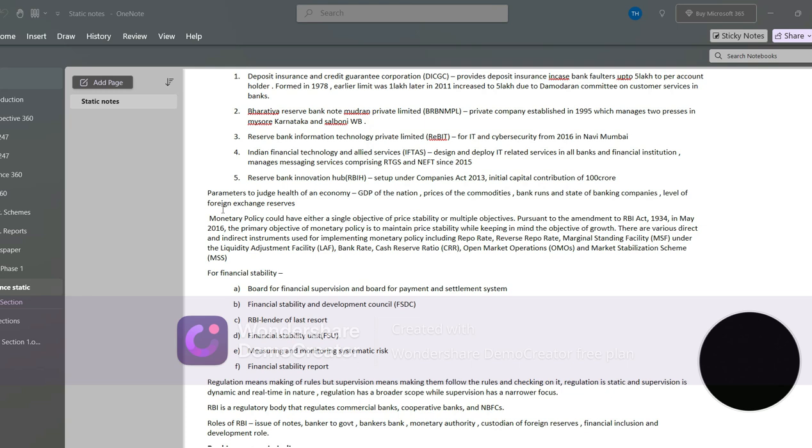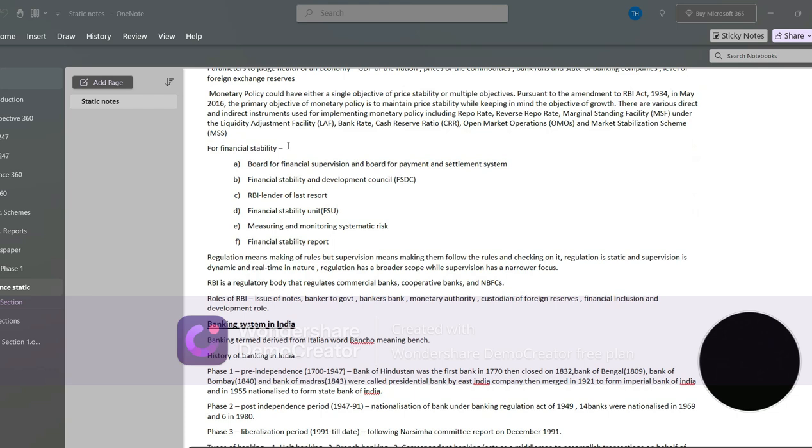That is all I think needed for monetary policy. I think we have to remember the instruments, which are repo rate, reverse repo rate, marginal standing facility, liquidity adjustment facility, bank rate, cash reserve ratio, open market operations, and market stabilization scheme. There are eight of them.